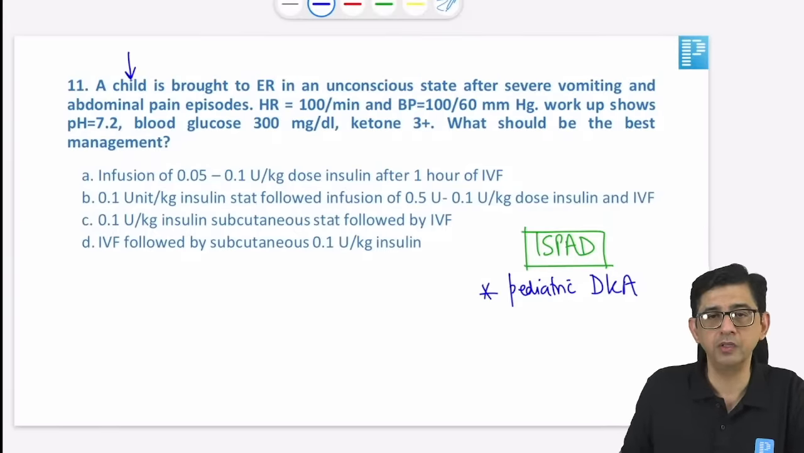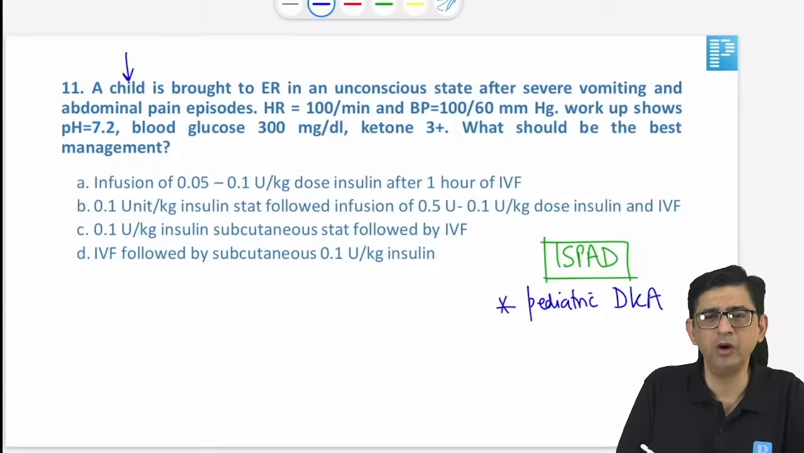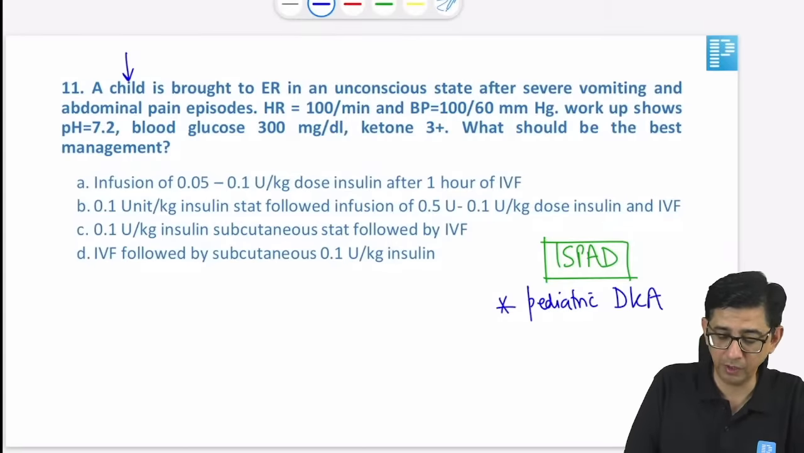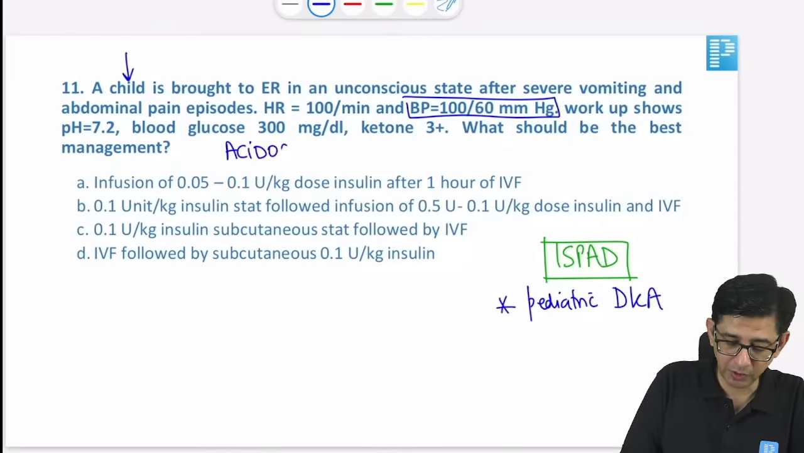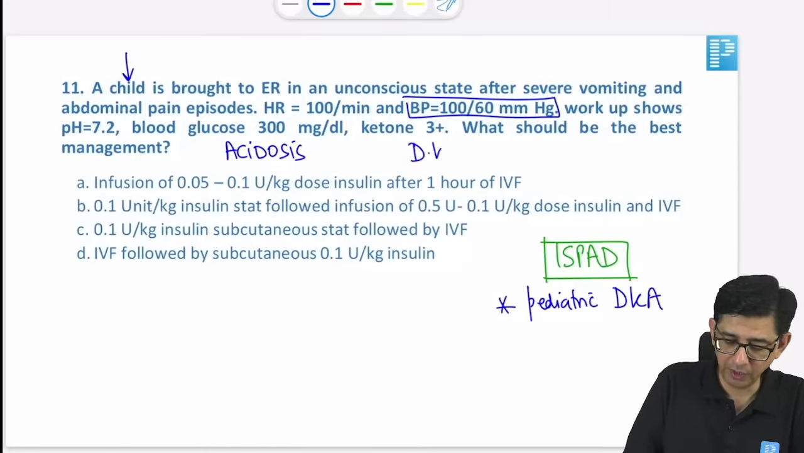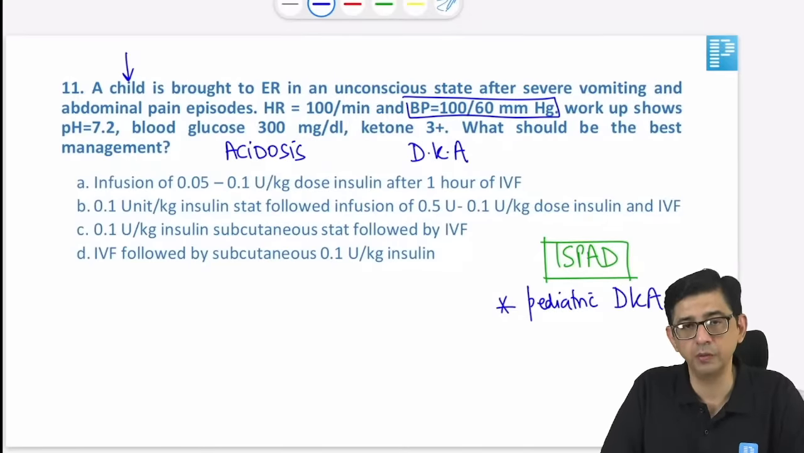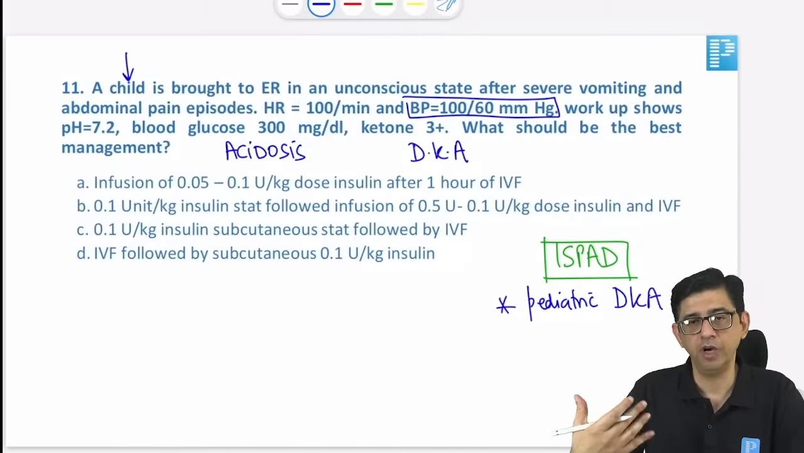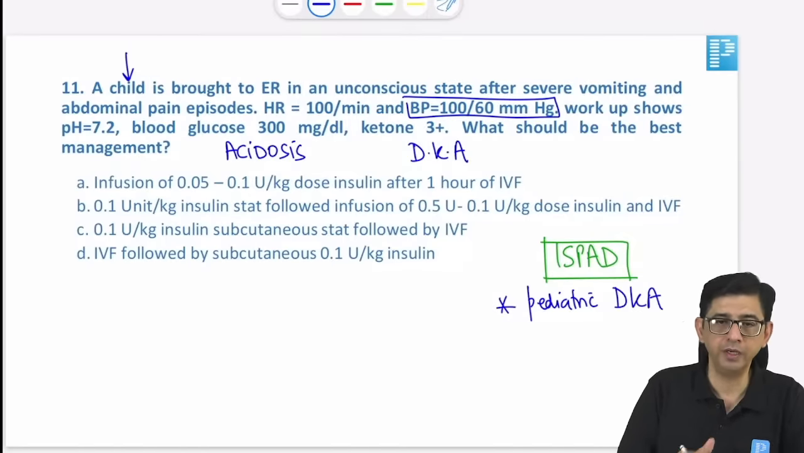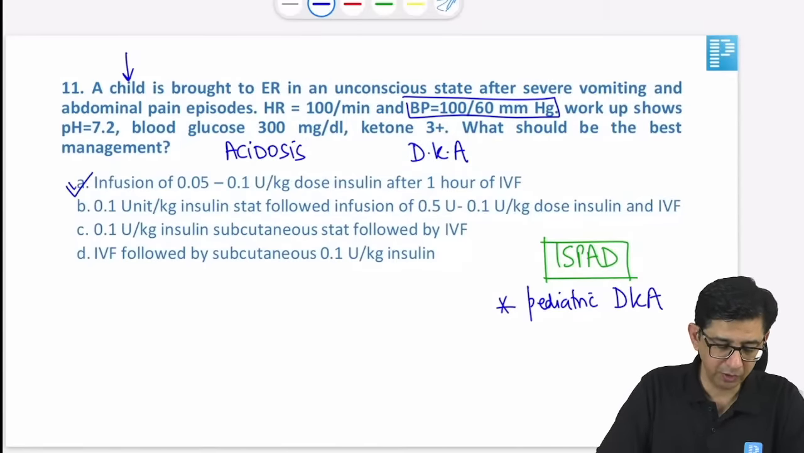A child is brought in an unconscious state after severe vomiting and abdominal pain, and the heart rate is on the higher side, 100 per minute, not very fast, but on the higher side. BP is 100/60. I'm a little worried because he looks dehydrated because of this vomiting component. pH shows acidosis, ketones are also present, so there is a ketoacidosis, plus blood sugar is also elevated. So a standard presentation of DKA is given in this case. In all of these patients, you first have to correct the dehydration. Give IV fluid to this patient, and after 1 hour, when you have corrected the dehydration component, subsequently an insulin drip can be started. The correct answer for this one is option number A.